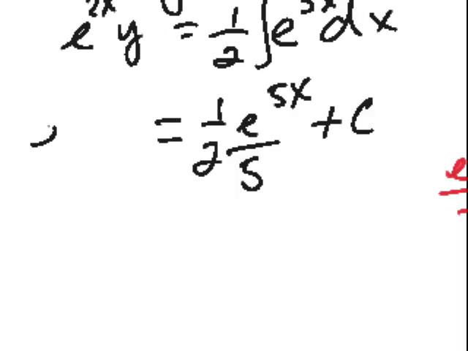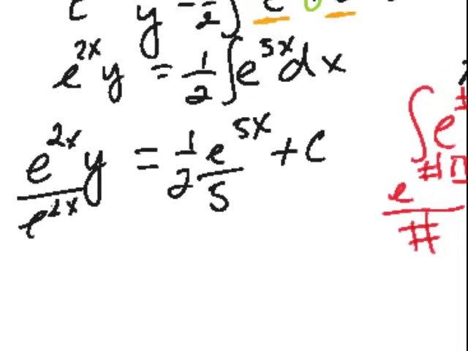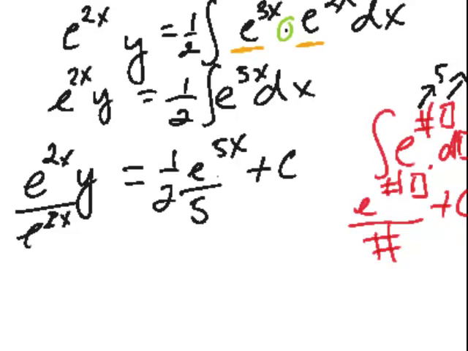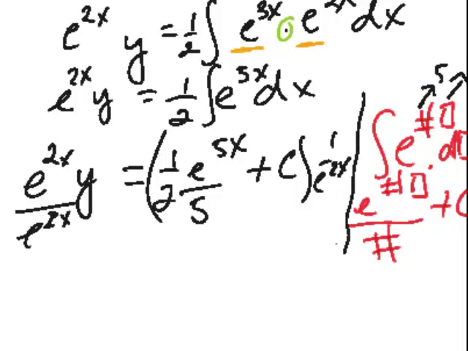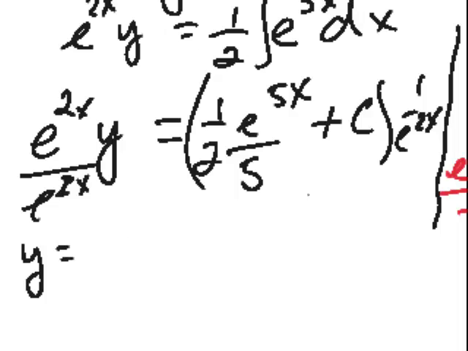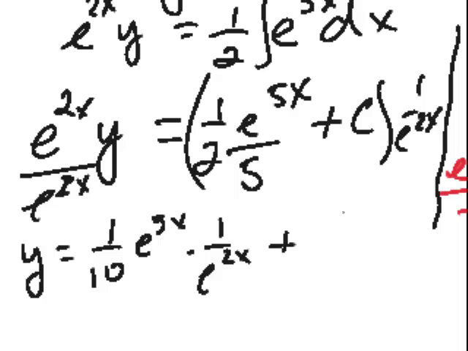And here we have e to the 2x y. If you remember, the next step is to get y by itself. We want to have an explicit solution if at all possible. And then that would be times 1 over e to the 2x on this side. So here we have y equals 1/10 e to the 5x times 1 over e to the 2x plus c over e to the 2x.